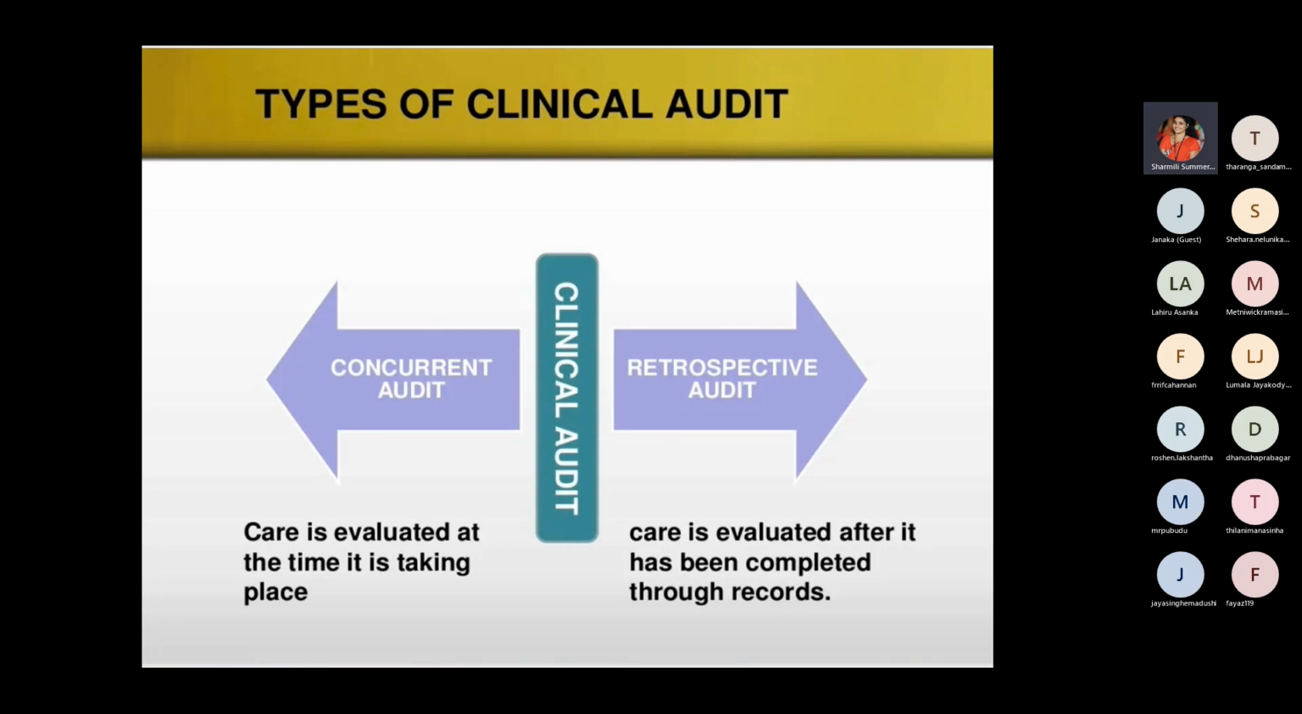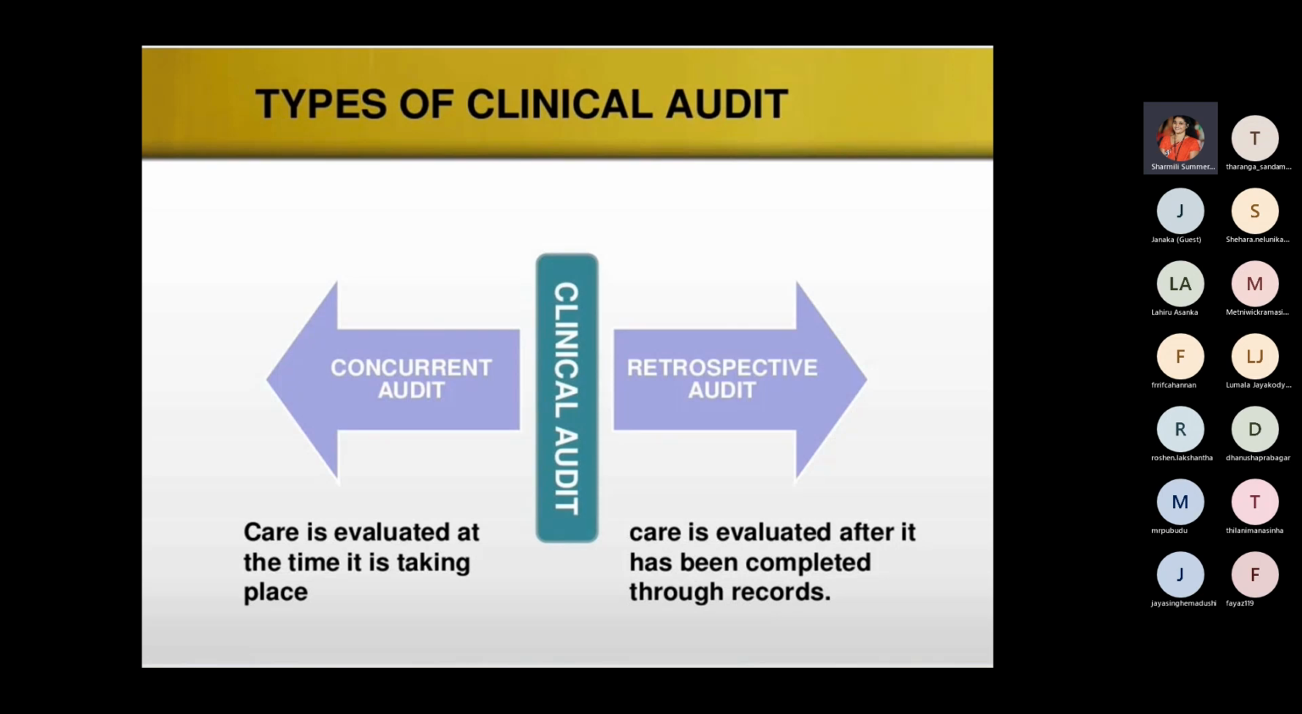And we'll move on to the clinical audit. There are two types of clinical audit. Under the clinical audit, we are dividing it into two parts: the concurrent audit and the retrospective audit. Concurrent clinical audit and retrospective audit.